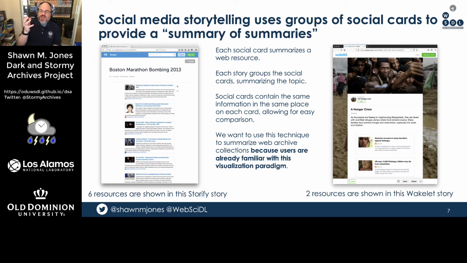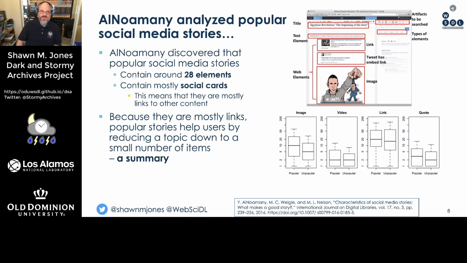And so this conveys information that one may not know for a topic that one may not know anything about, so that they could then do further research. They are now armed with terms and concepts so they could go further. And Al-Numani analyzed popular social media stories and discovered that they contained around 28 elements.